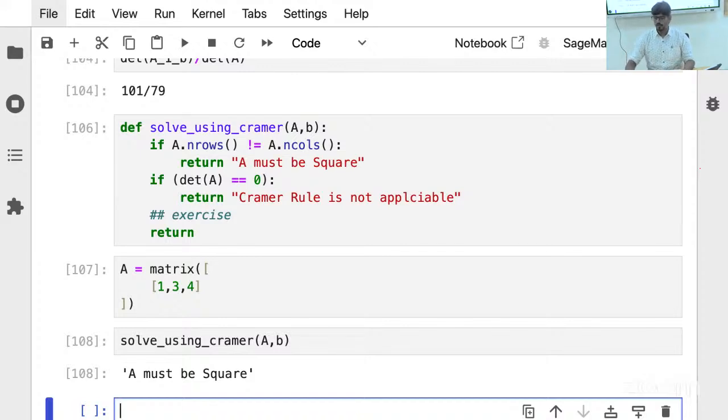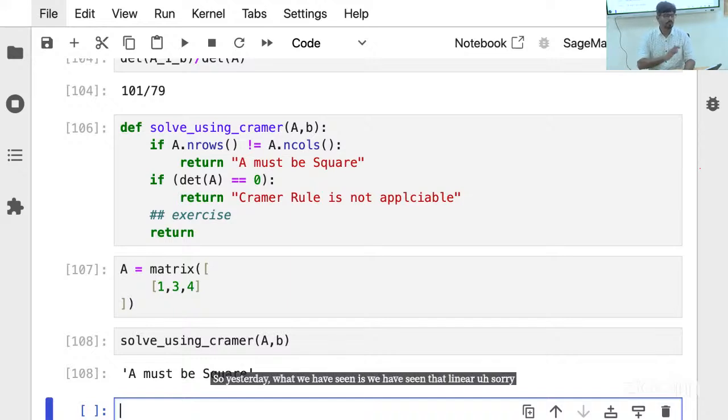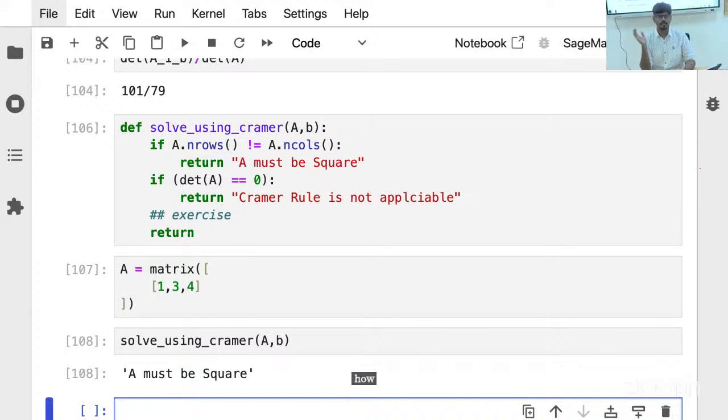So yesterday, what we have seen: we have seen vector spaces. We have seen how to find the basis for a vector space. We have seen how to look at the span of a particular set and then identify whether a particular element is inside the span, and so on, right?